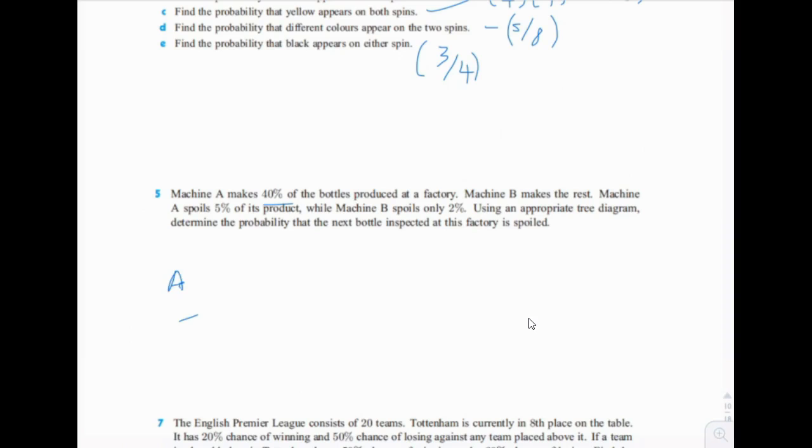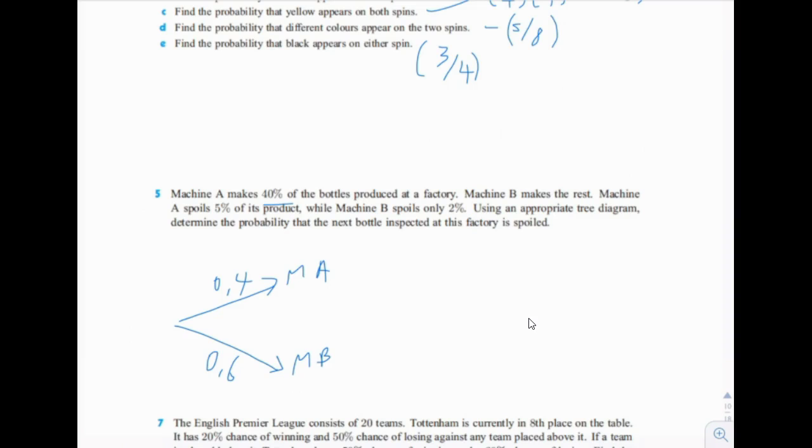Machine A phase. It would be which machine phase. So there's Machine A and there's Machine B. Machine A makes 0.4. So there's a 0.4 chance that Machine A makes the bottle. Machine B would make the rest, which is 0.6.